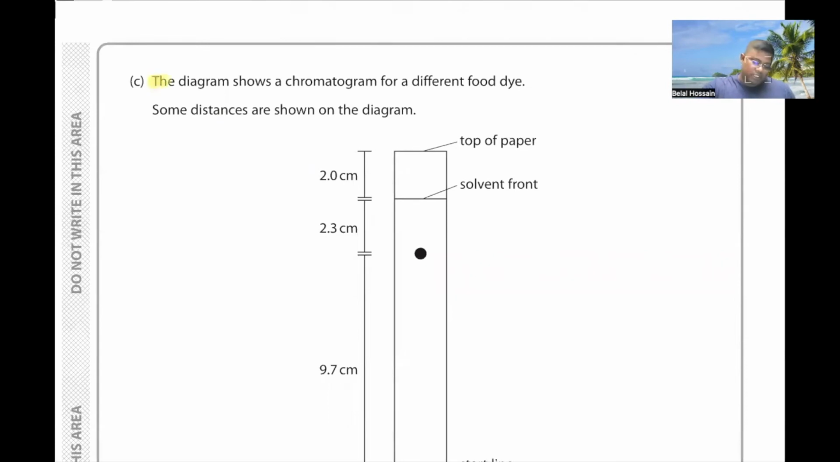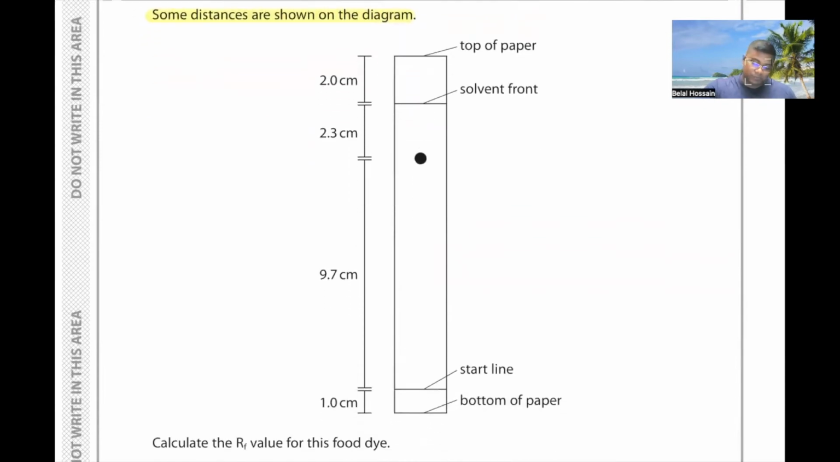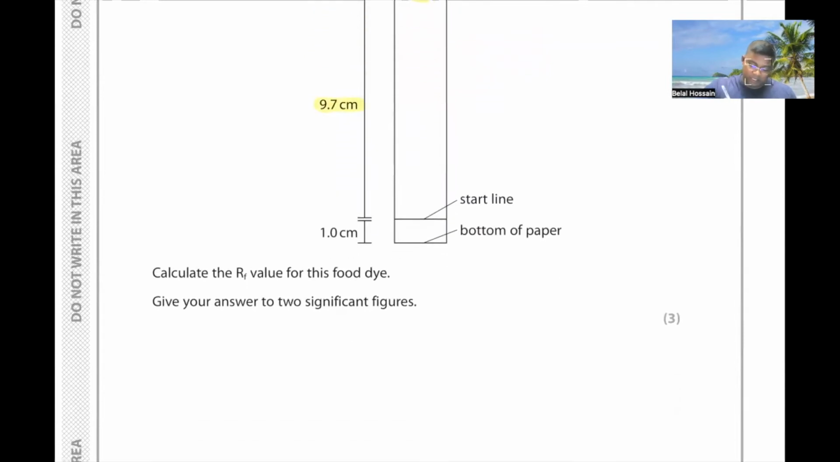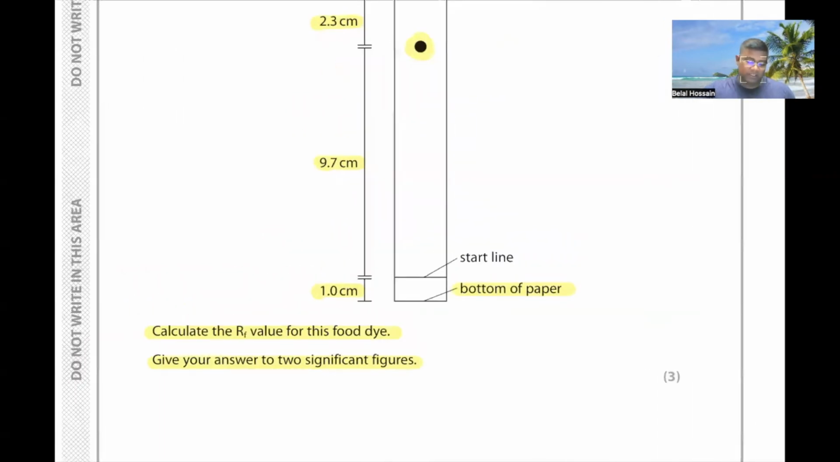Part C. The diagram shows a chromatogram for a different food dye. Some measurements are shown in the diagram. Top of the paper, solvent front, 2.3 centimeter from the point where the dye has traveled to, 9.7 centimeter from the starting line, and 1.0 centimeter from the bottom of the paper. Calculate the RF value for the food dye. Give your answer to two significant figures.